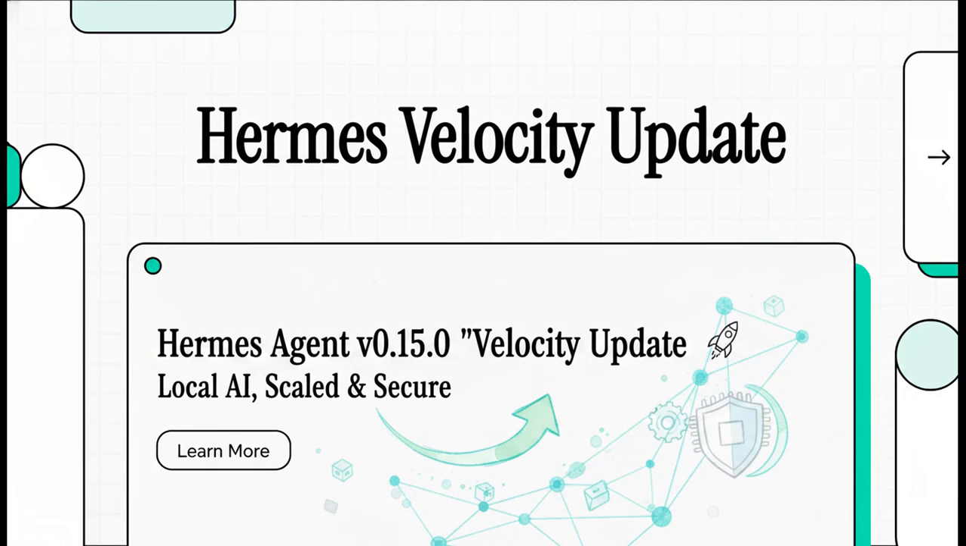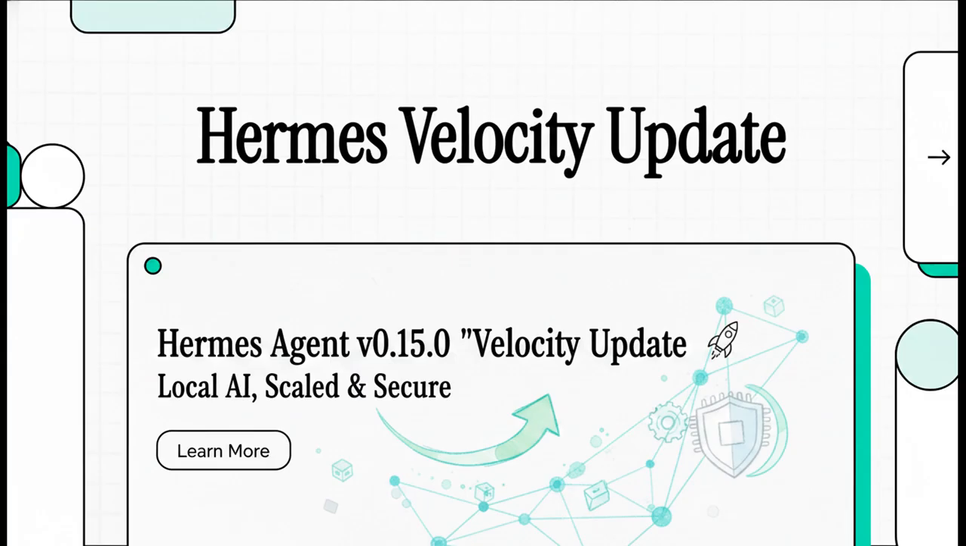Welcome to The Explainer. Today, we're diving into a literal game changer for local AI capabilities. If you've been holding out for an AI that actually lives locally on your own machine, scales up with whatever crazy workflows you throw at it, and genuinely works right alongside you, well, Hermes Agent version 0.15.0, also known as the Velocity Update, is exactly what you need to be looking at.